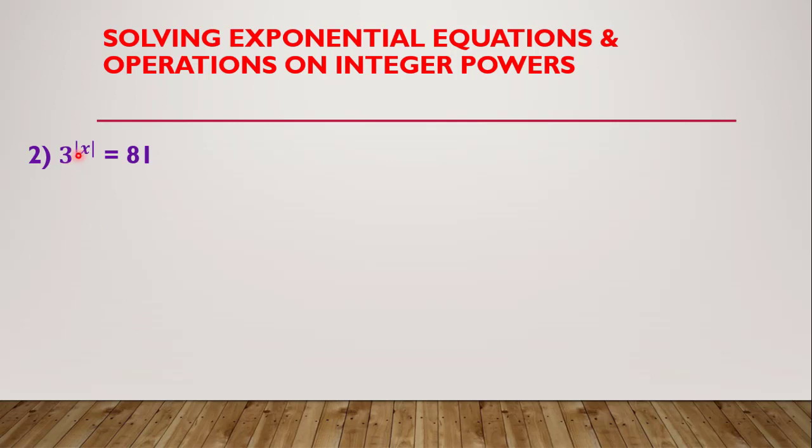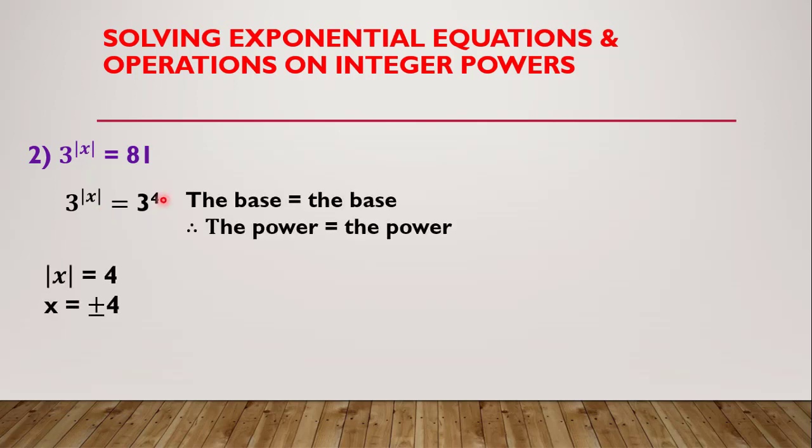Here, for example, 3 power absolute value of x equals 81. Can we write 81 as 3 to the power? Yes, 81 is 3 to the power 4. It means that the absolute value of x equals 4. So x can be 4 or negative 4. So here the base equals the base, then the power equals the power. So the absolute value of x equals 4, it means that x is 4 or negative 4. So this is the solution set.